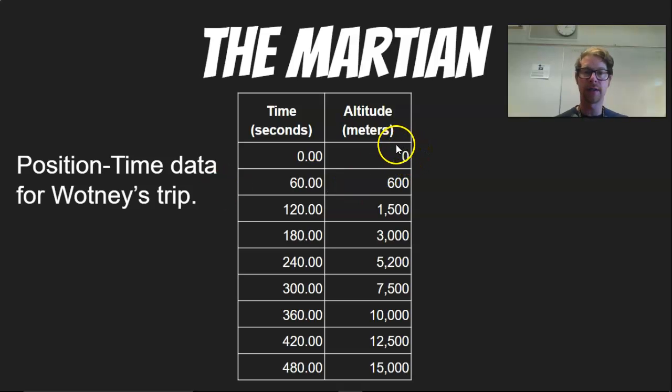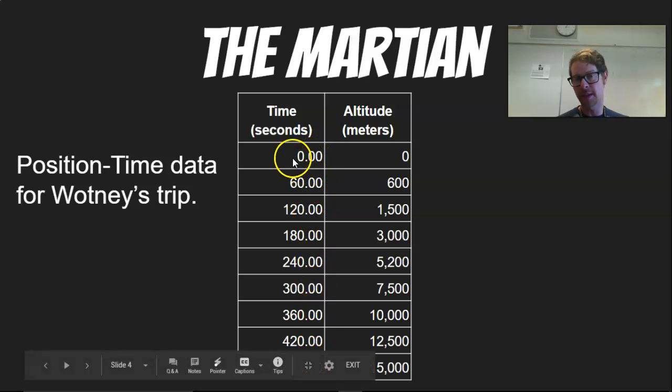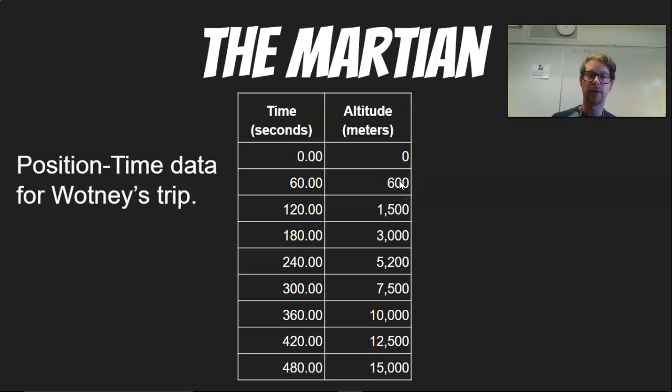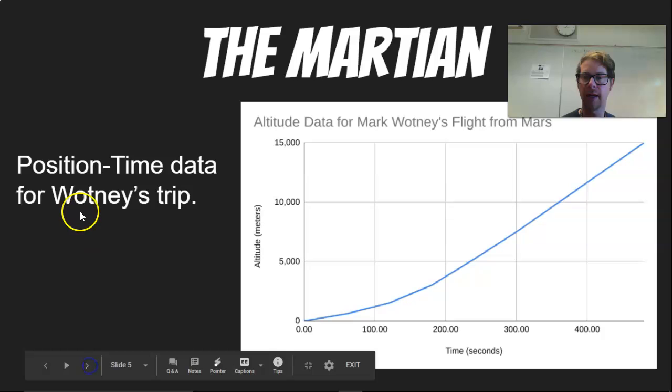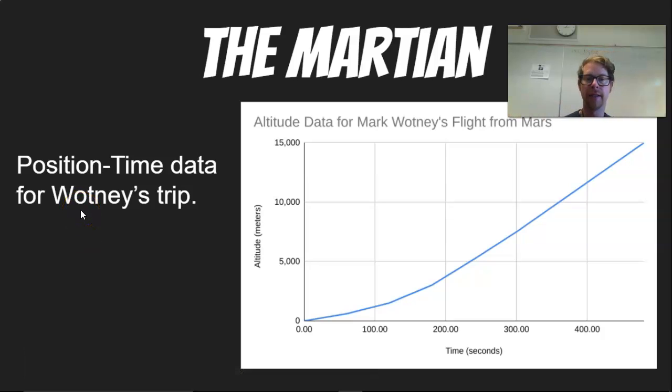The surface of Mars. And as time goes on, this is in seconds, but it's basically like 1 minute, 2 minutes, 3 minutes, etc. You can see how the altitude has changed. So here, he's 600 meters above the surface, 1,500 meters above the surface, etc. Those are sets of data that we can use as pairs to graph. And this is what it looks like when you turn it into a graph. This is the altitude data, or essentially the position-time graph for his flight from Mars.